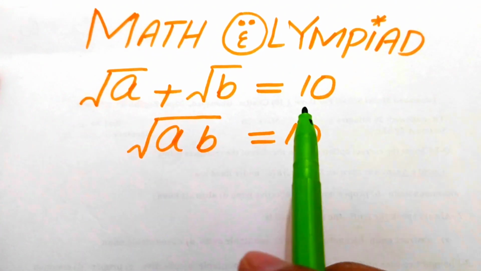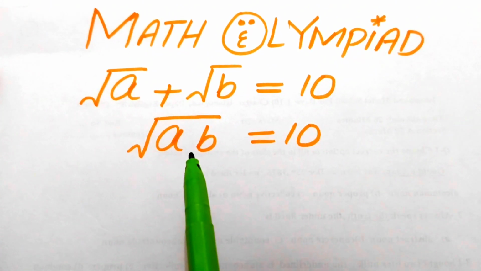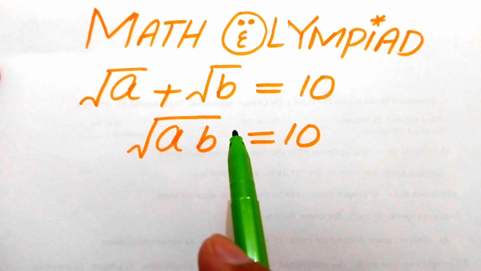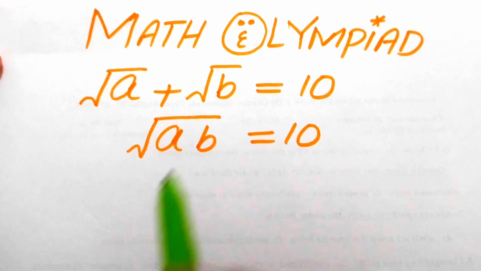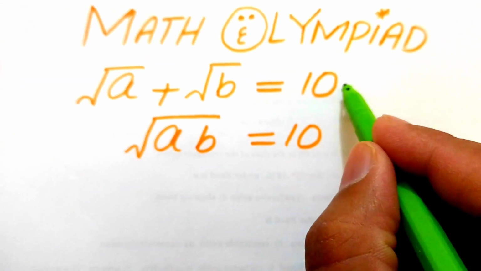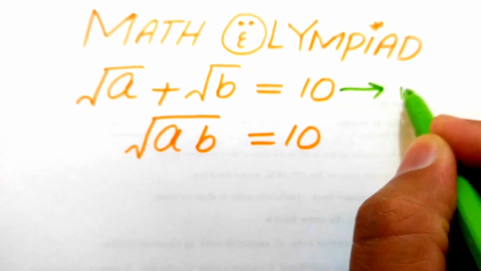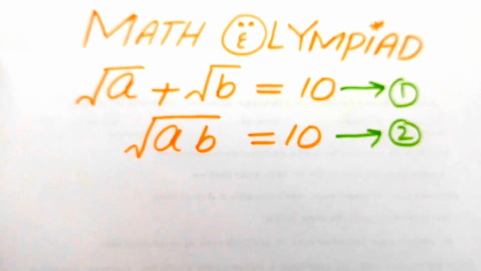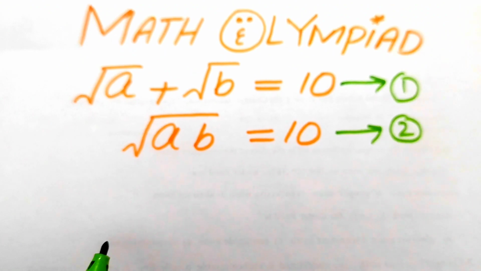Square root of b equals 10 and square root of ab equals 10. So here we solve this problem for the values of a and b. First of all, we call this equation number 1 and we call this equation number 2. So here first we focus on equation number 1.